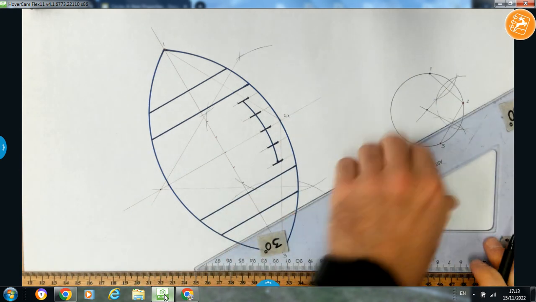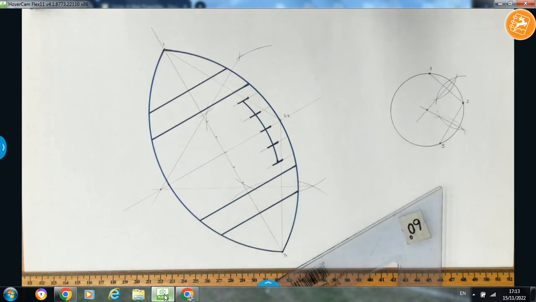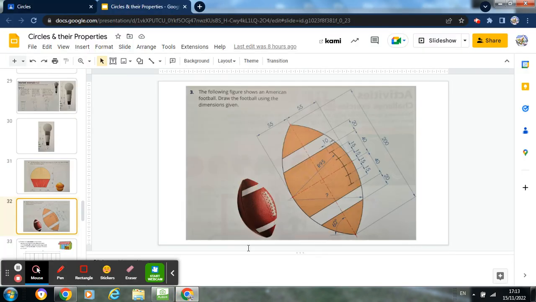Now, the marker's bleeding a little bit, but not too bad. And there's the question completed, guys. So that's the American football done there. I hope you found that helpful.